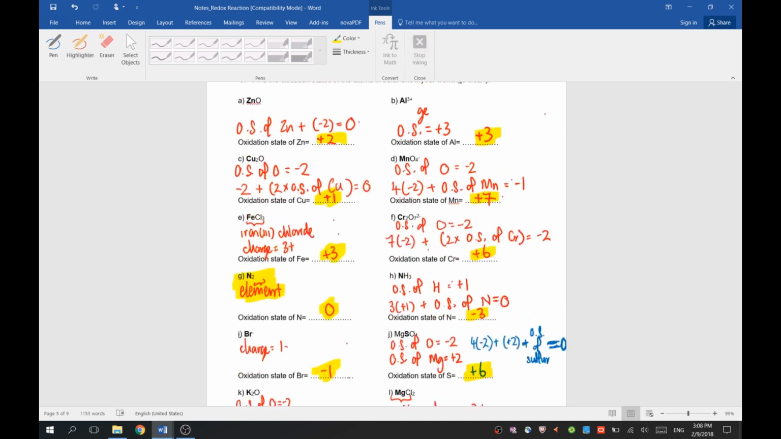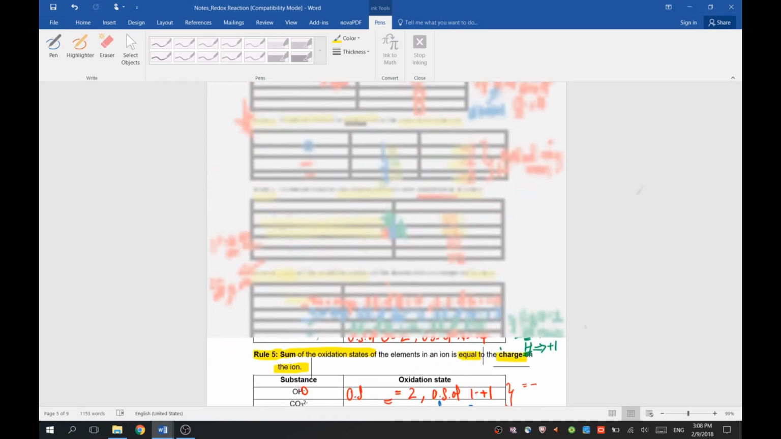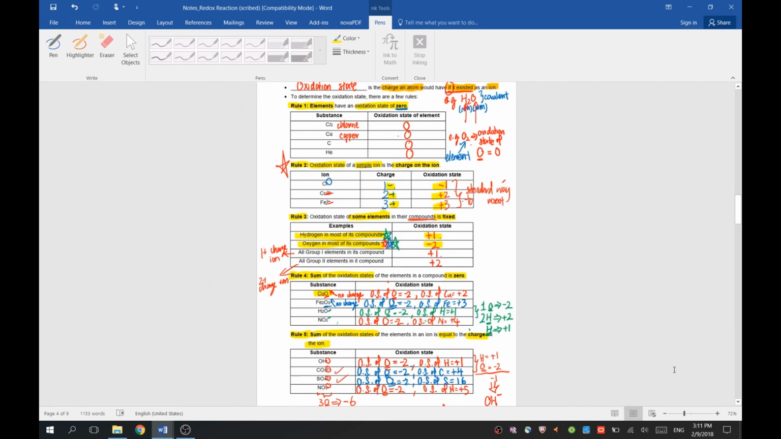So just a recap, these are the 5 rules, starting from rule 1, elements having an oxidation state of 0, if it's just a pure element, all the way to rule 5, where you need to take into account the charge, if it's a polyatomic ion, for instance. Alright, so I know that's a lot of work, and you do need more practice, so what's going to happen is that when you come back to school, there will be an additional worksheet.